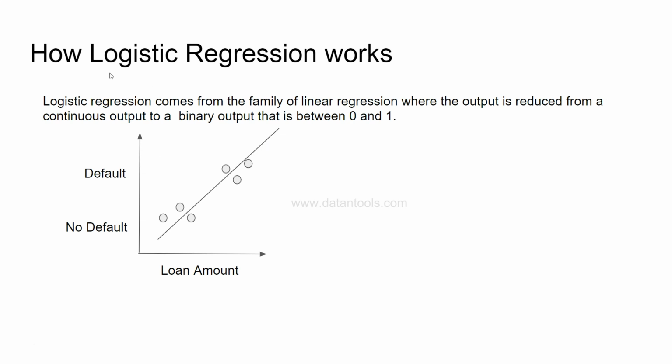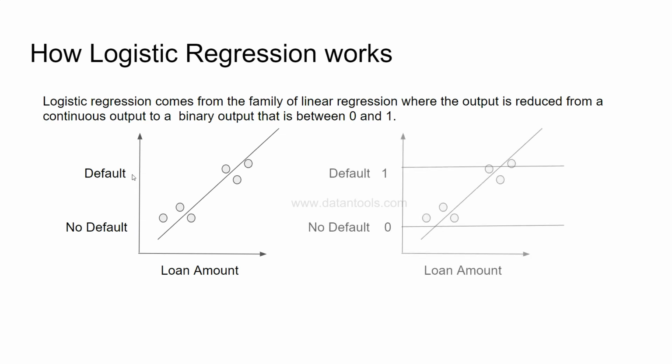But in scenarios where logistic regression is required, you don't have a continuous output from minus infinity to plus infinity. It requires an output between 0 and 1. 0 indicates no default and 1 indicates default. So based on the given loan amount, you want to predict whether it will result in a default, that means the customer will not pay, or the customer will pay, and the value will be between 0 and 1. So how do we do that?